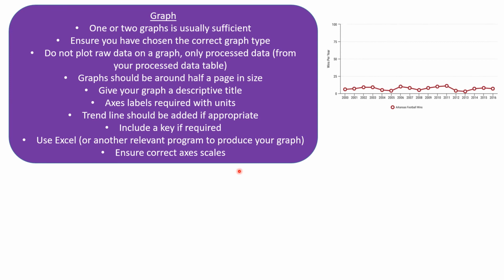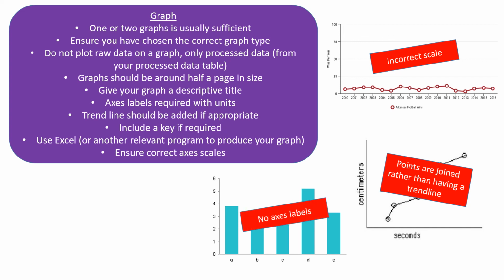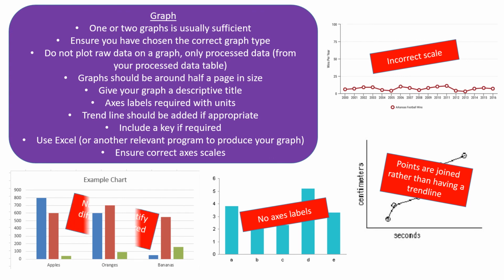So here, you've got an incorrect scale on this graph. So obviously, if you change the scale, then the graph would be much clearer. And this is just a waste up here. These points are joined rather than having a trend line, so don't join the points. Make sure that you have a trend line. Identify any anomalies on a graph if you need to. There's no axes labels here. We don't know what that graph is showing us. And then there's no key to identify the different coloured bars on this graph here.